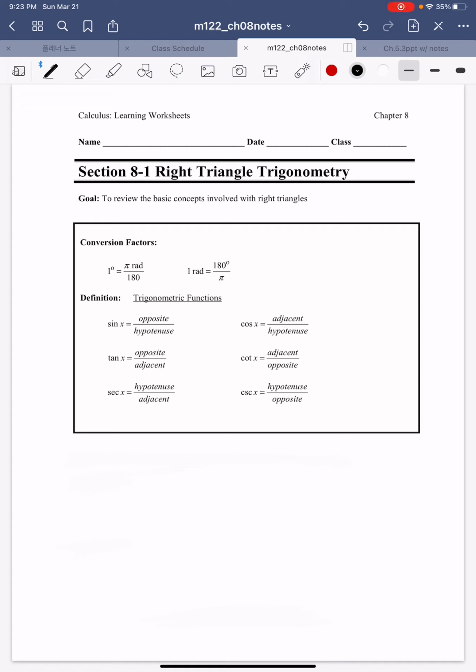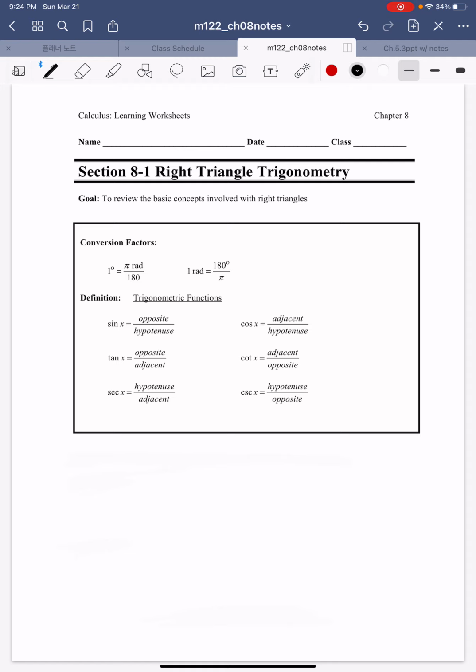In this video, we are going to go over sections 8.1 and 8.2. In 8.1, we are going to go over right triangle trigonometry. In 8.2, we are going to add trigonometric functions, so sine, cosine, tangent, and basic functions. Both 8.1 and 8.2 are a review of concepts from trigonometry, because we are going to be working on derivatives and integrals of the trigonometric functions in 8.3 and 8.4.